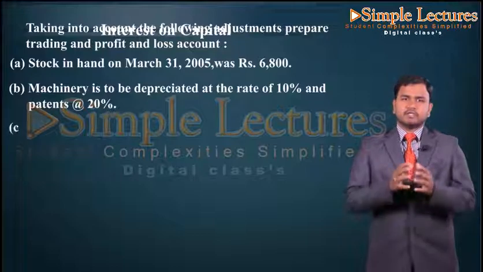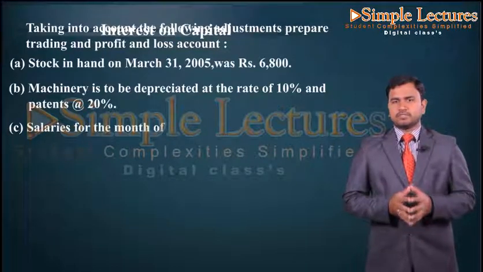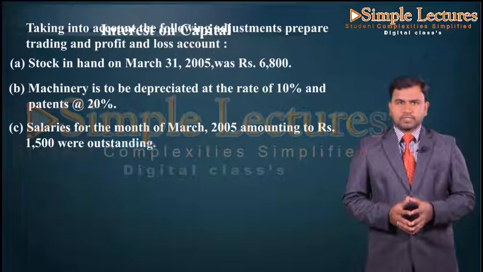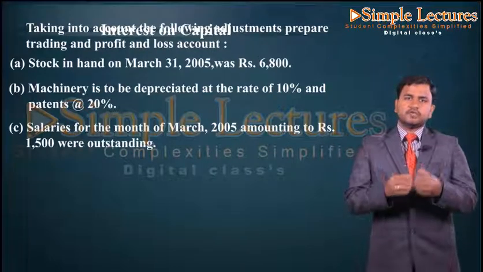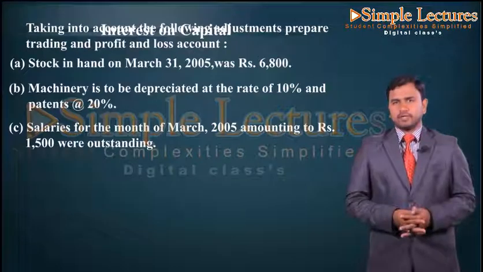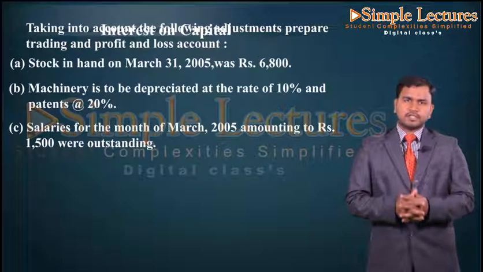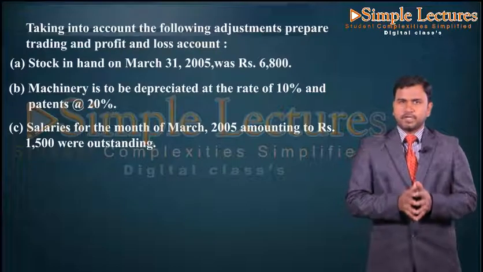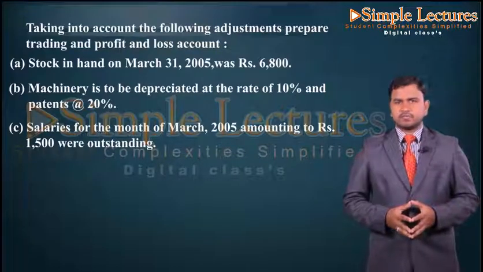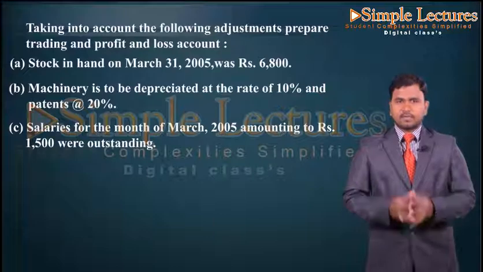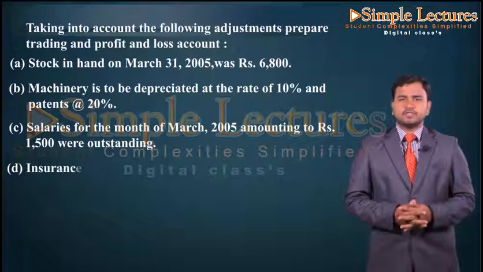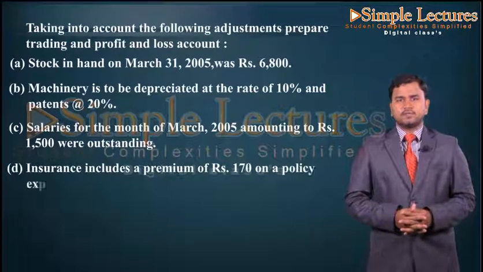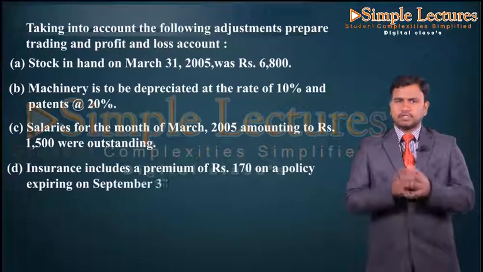Then we have salaries for the month of March 2005 amounting to rupees 1,500 that were outstanding. So here salaries still have to be paid, which is our liability. This will be recorded in the balance sheet on the liabilities side. Before that, it is an expenditure which should be paid, and that will be recorded on the debit side of the profit and loss account.